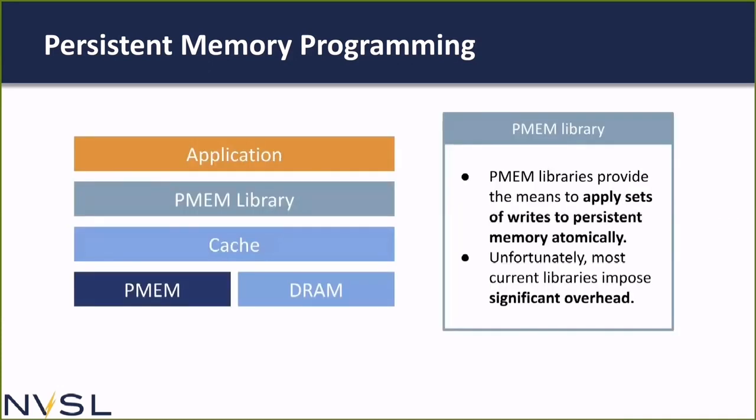The most popular way of building a crash consistent application is to use a PMEM library, for example, PMDK. PMEM libraries allow programmers to apply sets of writes to persistent memory atomically. Unfortunately, those current libraries impose significant overhead.